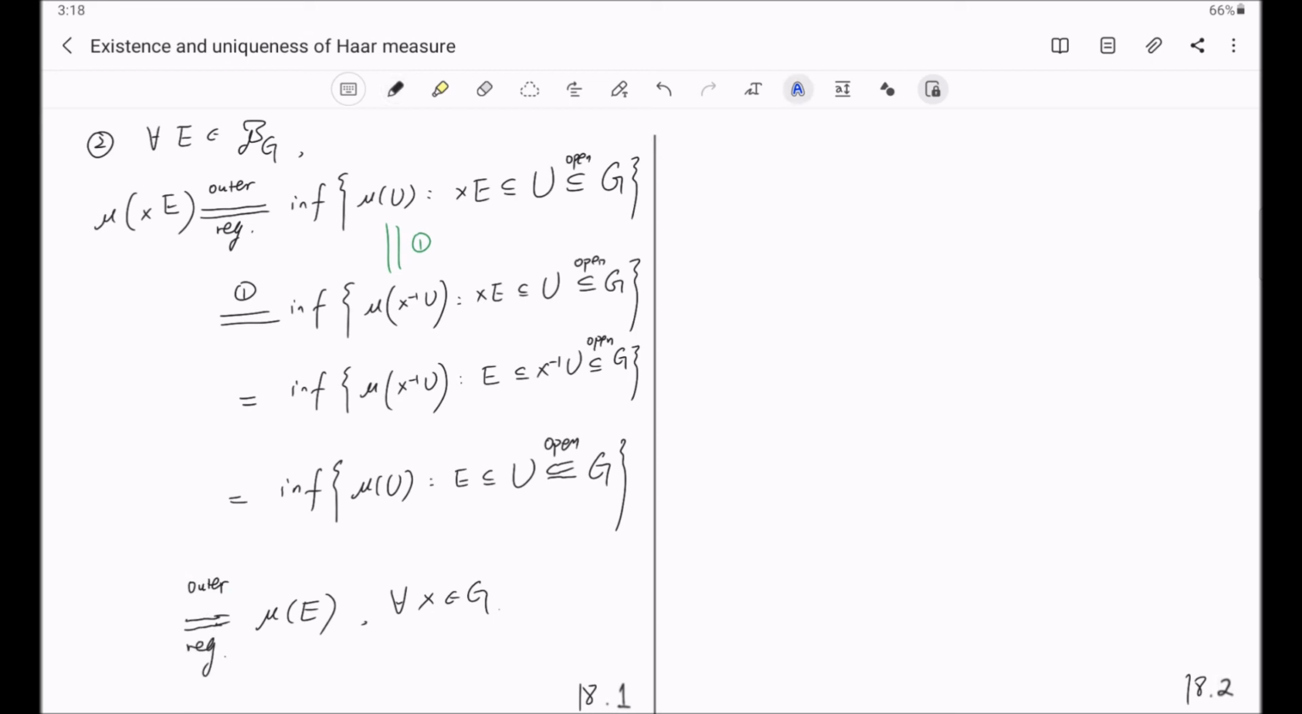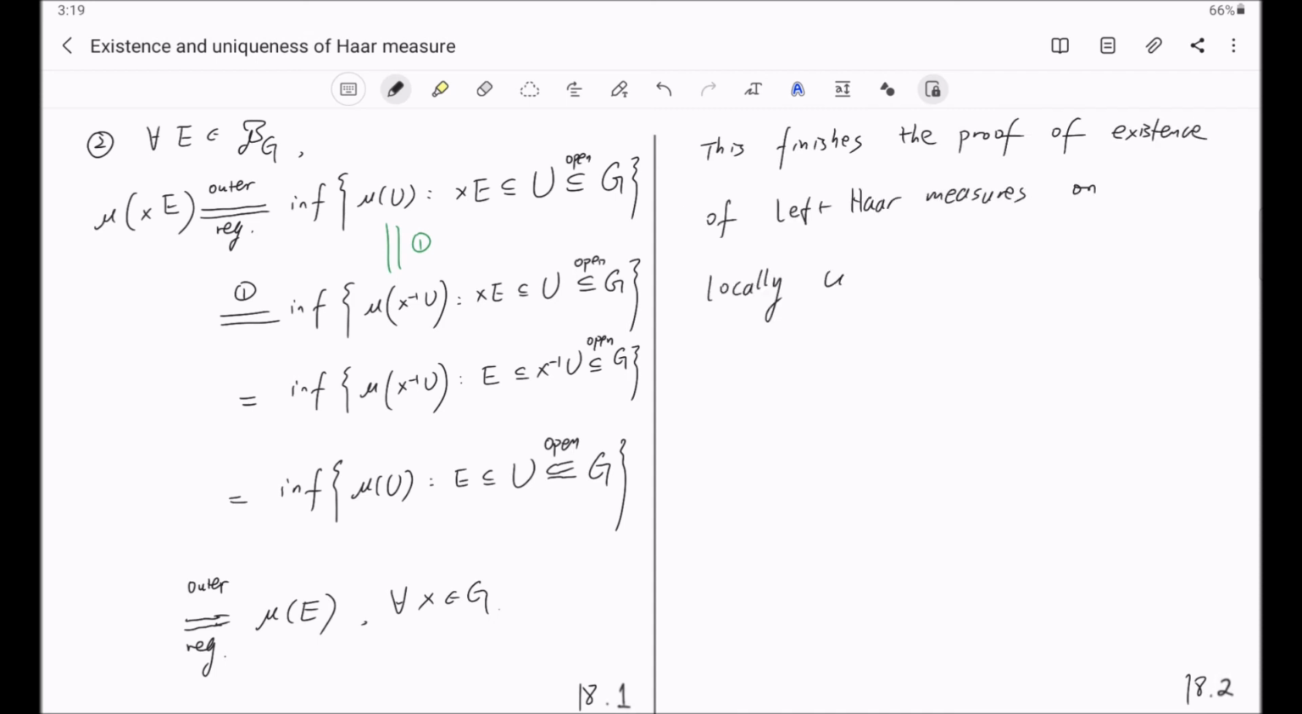So now we have proved that mu is left G invariant on any Borel subset. So mu now is a left invariant Radon measure. This finishes the proof of the existence of Haar measure on a locally compact group. So we are done with the existence.